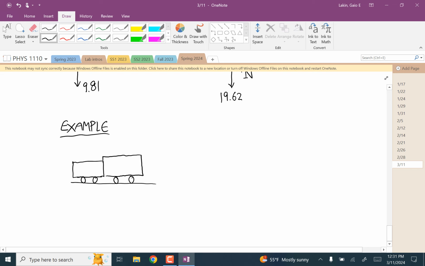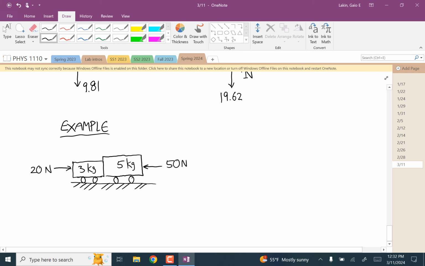And let's say that this one is 5 kilograms, this one is 3 kilograms, and let's say that there's a pushing force over here of 20 newtons, and a pushing force in the opposite direction of 50 newtons. And anytime I draw wheels, you can think of that as a shorthand way of me telling you that there's no friction there. So these can move freely back and forth, okay?